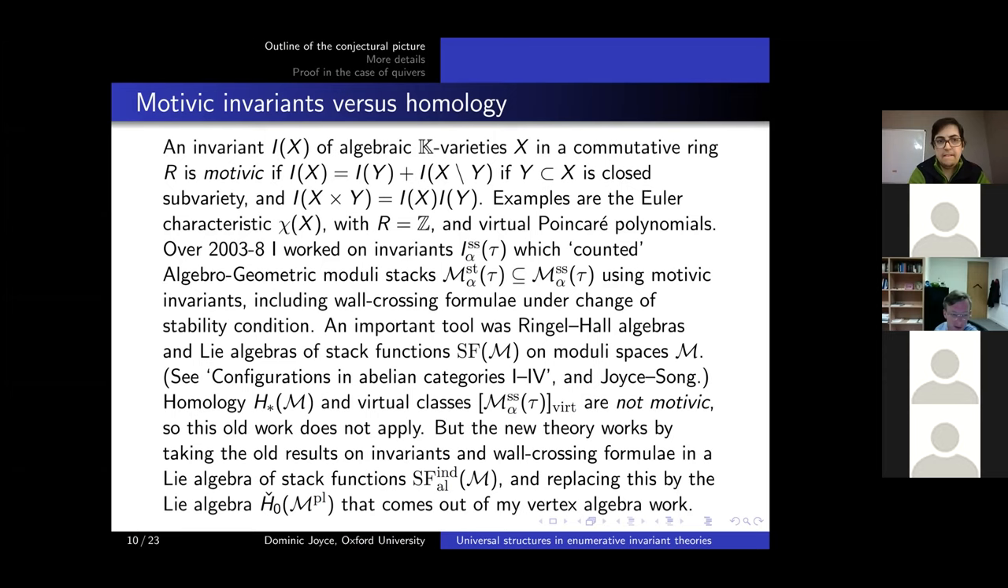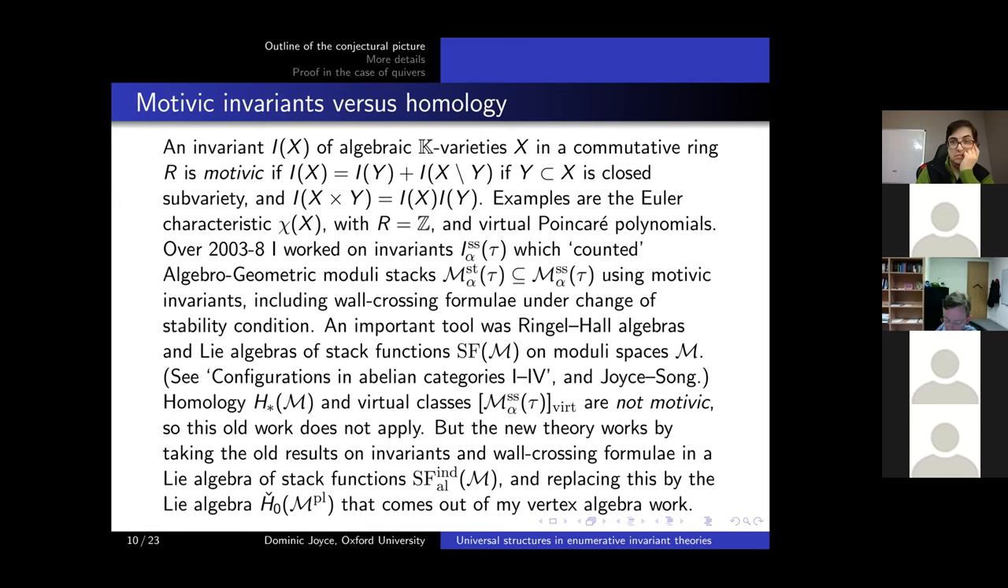Okay, sorry. So this picture was motivated for me by some work I did a long time ago on motivic invariants, in which I had a kind of wall crossing story, at least for the Calabi-Yau threefold invariants. I had Ringel-Hall algebras and Ringel-Hall Lie algebras, and I had a wall crossing formula which took place in a general Lie algebra. In this new theory, you take the old picture about invariants and wall crossing formulae in a Lie algebra of stack functions, and then you replace this Lie algebra by the Lie algebra of the homology of the stack, and then most of the rest of the formal shape of the theory is the same.